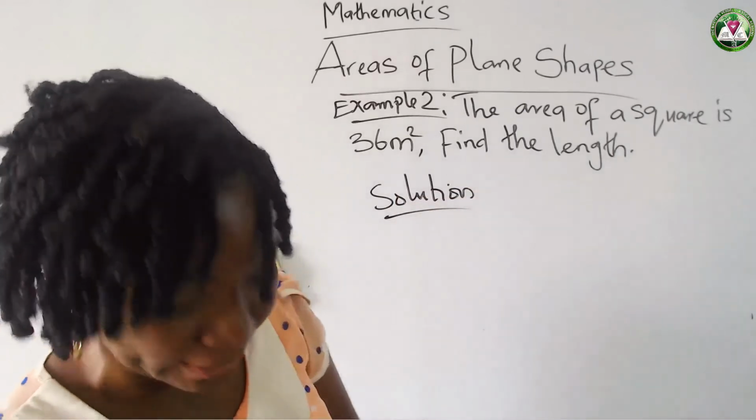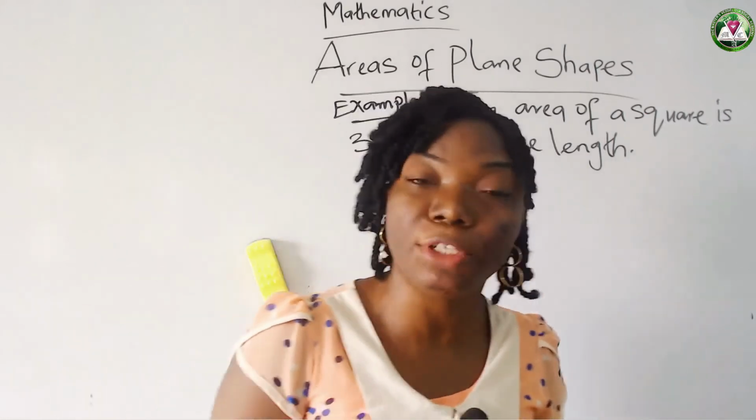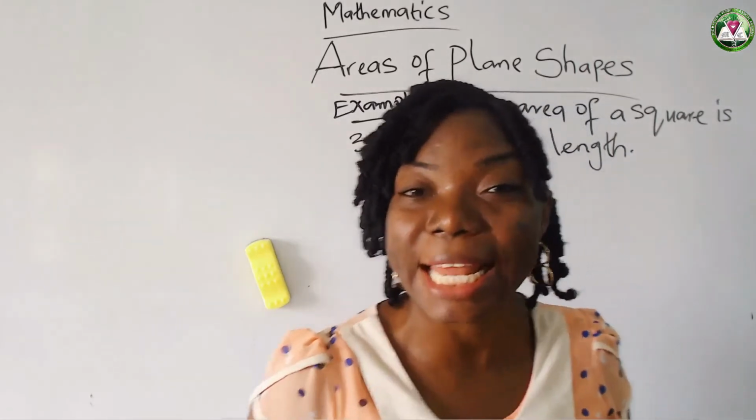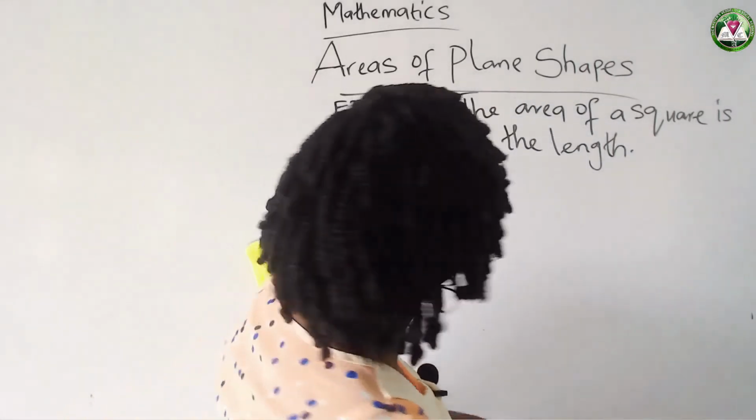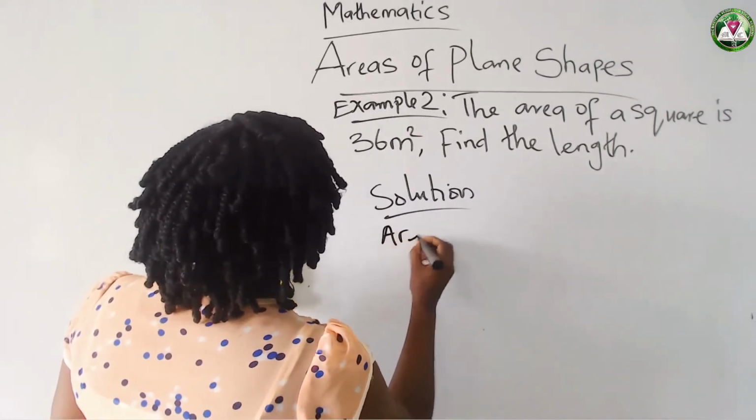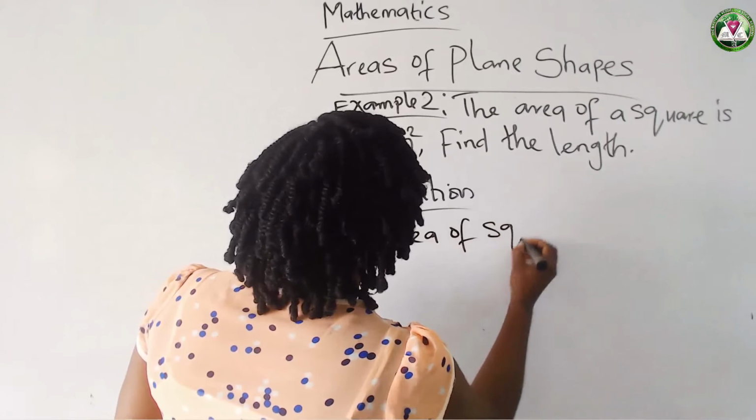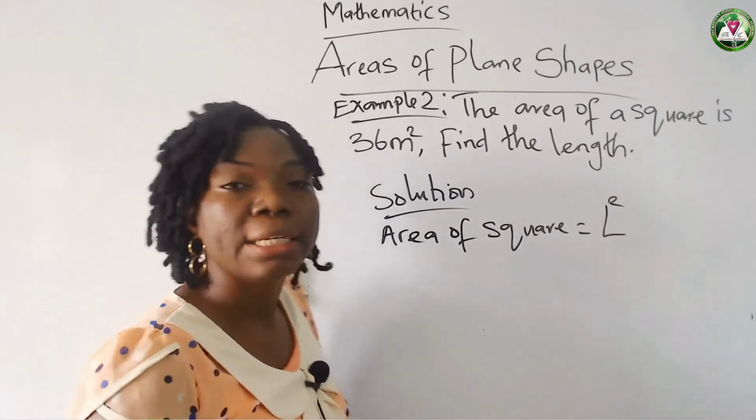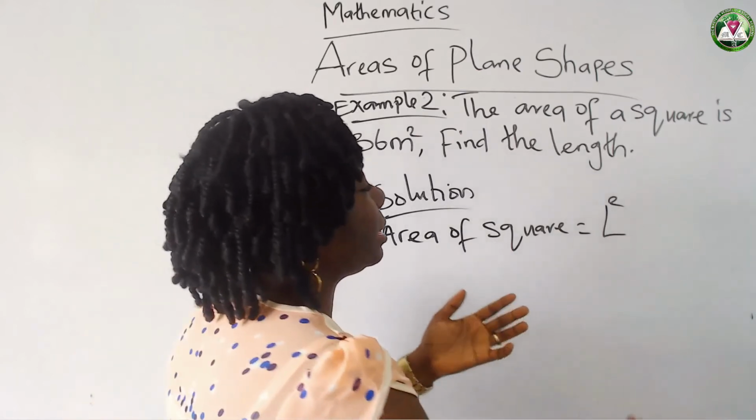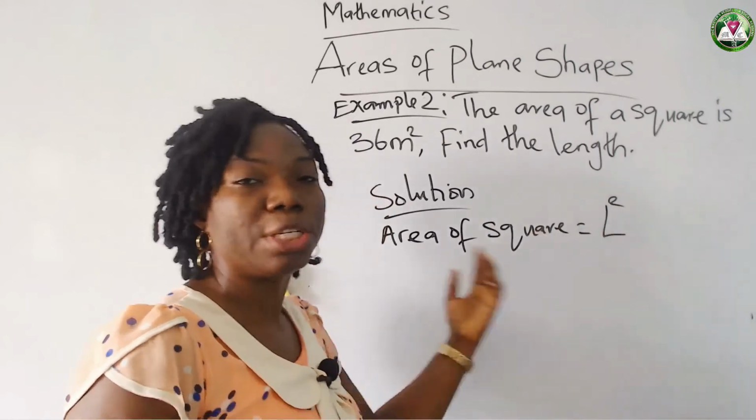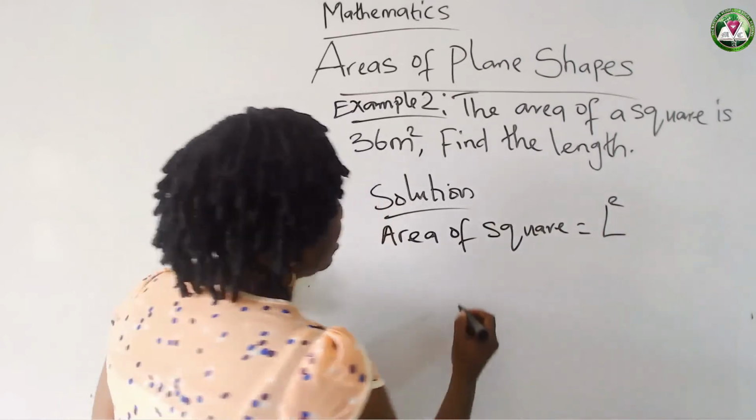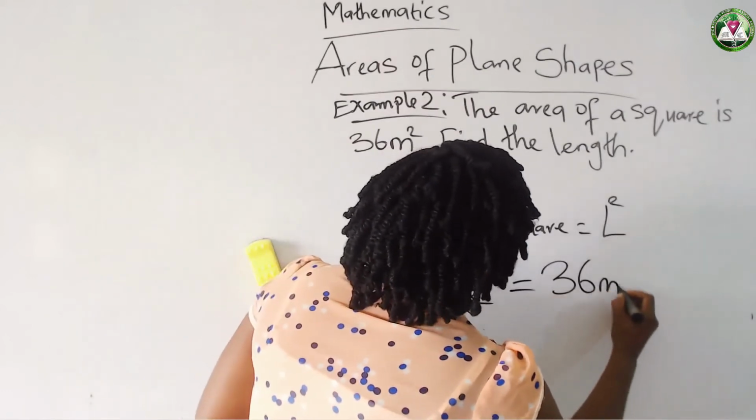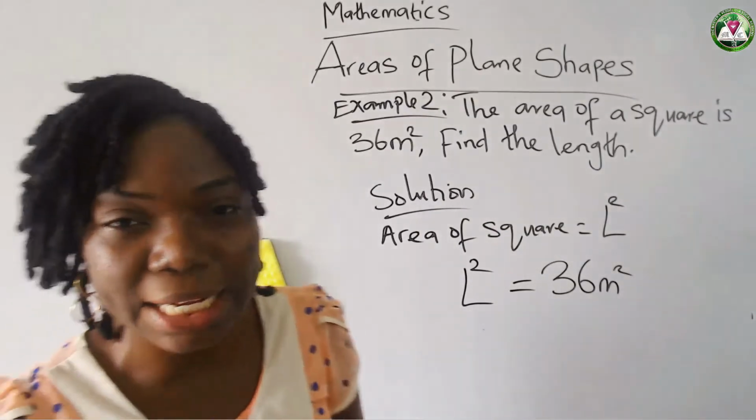How do we find the length? We follow the formula given to us that the area of a square is length times length, or length squared, L squared. We can rearrange this. L squared is equal to the area of a square. Now we are given that L squared is equal to the area, which is 36 meters squared. Is that clear?